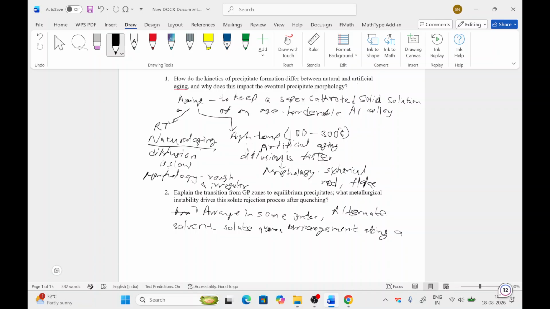In natural aging, we keep the sample at room temperature. In that condition, diffusion is slow. Because of the slow diffusion, the morphology of these precipitates will be rough and irregular. But at high temperature, diffusion is faster, so more atoms can come from every direction to make the precipitate of spherical, rod, or flaky shape. So a certain shape we will achieve with high temperature artificial aging.